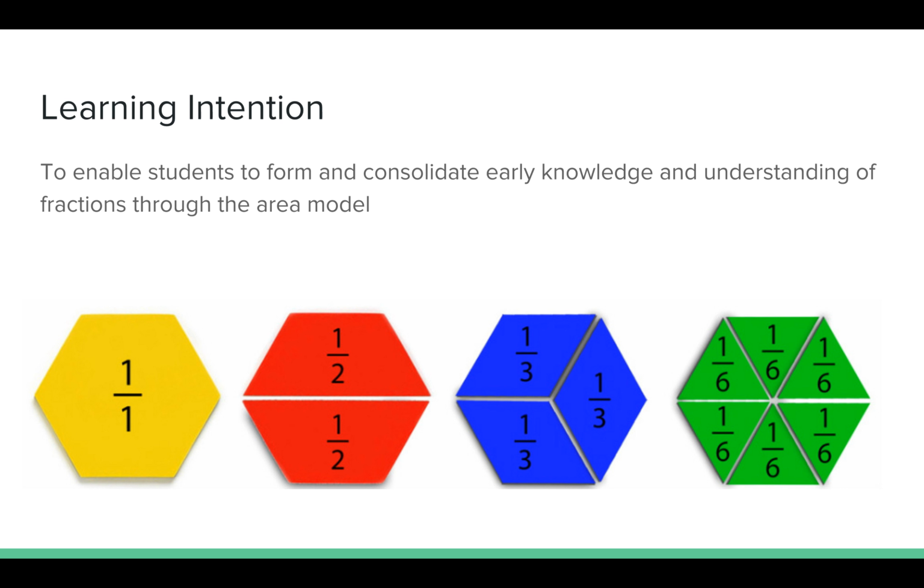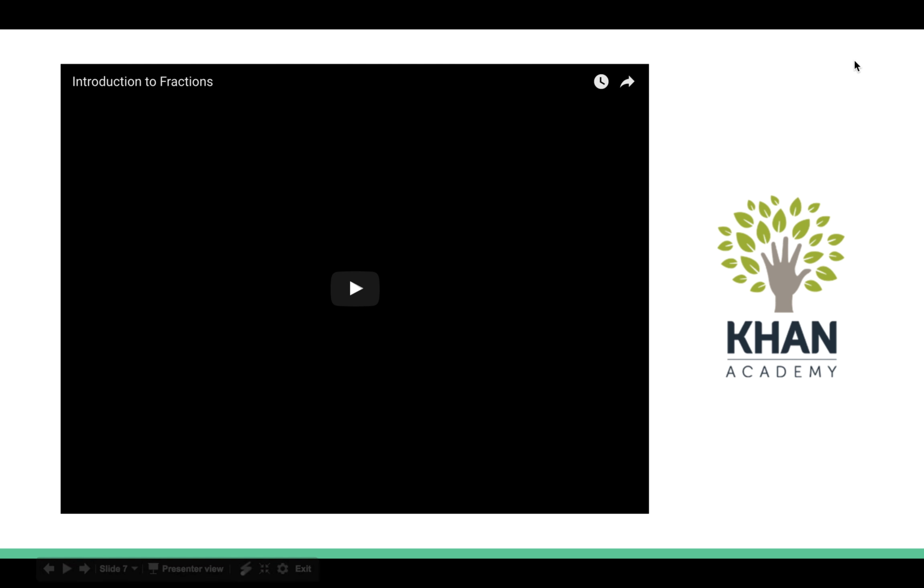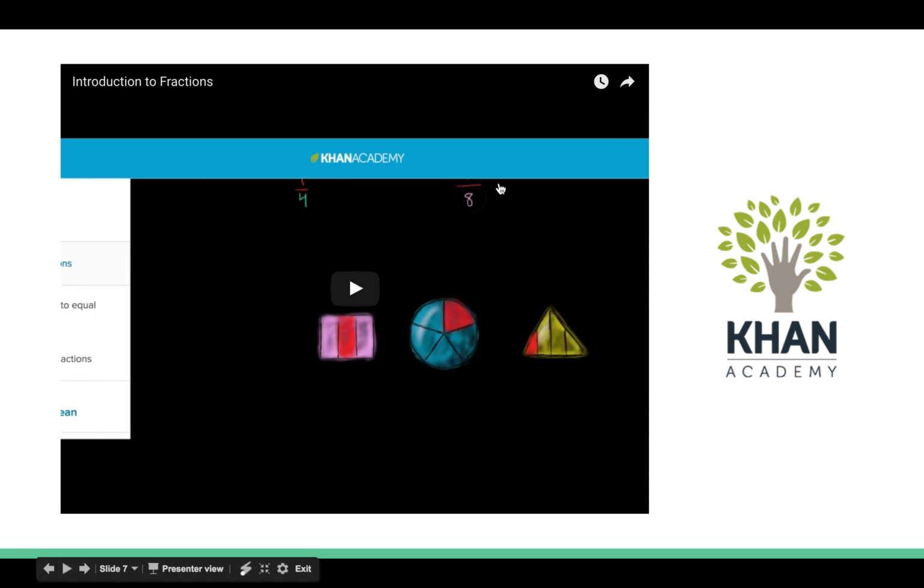The learning intention is to enable students to form and consolidate early knowledge and understanding of fractions through the area model. The introductory section is divided in three parts, which are a video, a section that focuses on the equal parts of a fraction, and the last one that focuses on identifying and naming fractions. Now let's watch part of the introduction video.